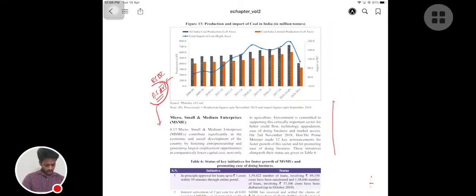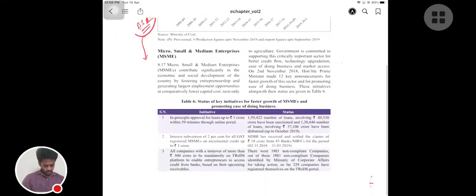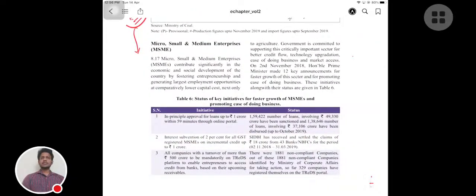Next one, I could say, there are some important issues about MSMEs itself. Recently the Prime Minister announced 12 key announcements for the sector, but I read them and they were purely technical in nature, especially the interest subvention of 2% for all GST registered MSMEs, and also approval of loans up to 1 crore within 59 minutes through an online portal.